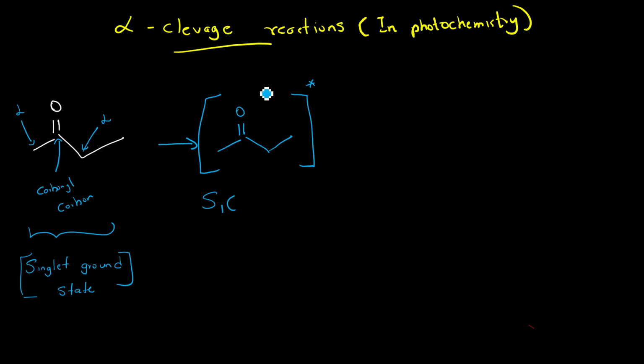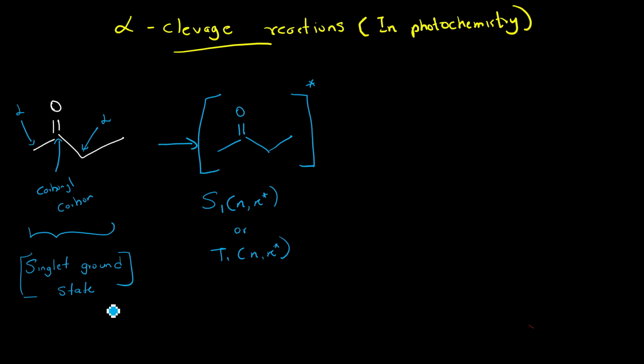Here you can see there is only a carbonyl group. There's only one chromophore, so it should be an n to pi star transition. And this is not the only excited state we have. There's another excited state. We can also have the T1 excited state, which is also an n to pi star transition. This is the triplet state.